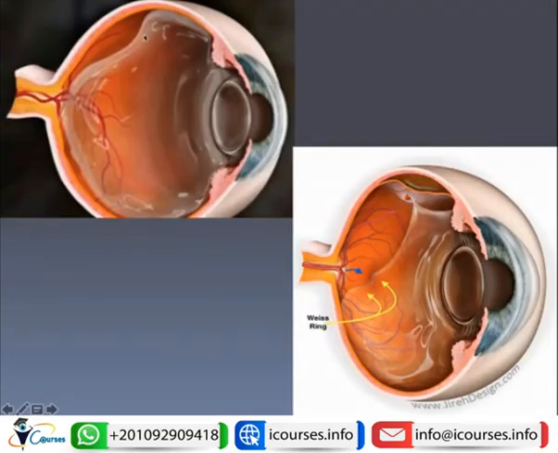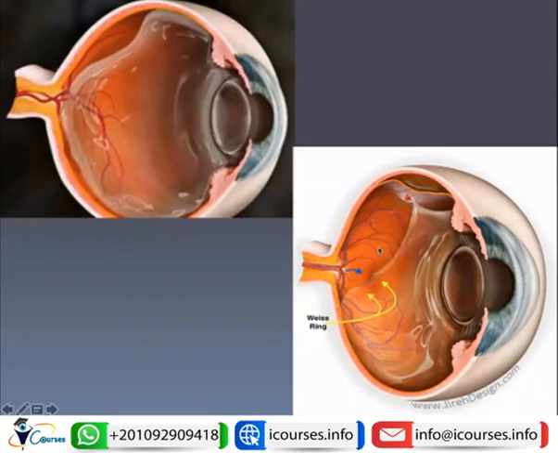The cortical vitreous is the peripheral part of the vitreous, and here we can see this is the vitreous. This is the center, the core of the vitreous, and this is the peripheral or cortical vitreous. The cortical vitreous is loosely adherent to the internal limiting membrane of the retina. When we age, the vitreous undergoes contraction, because of liquefaction of the vitreous gel, which leads to shrinkage and collapse of the vitreous.